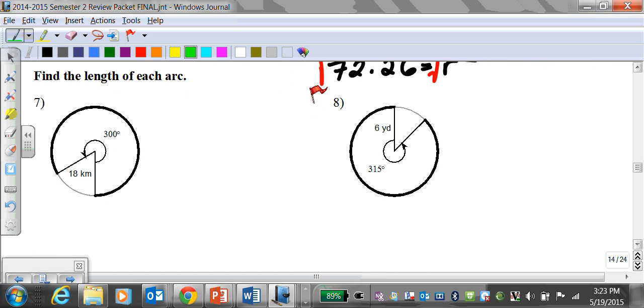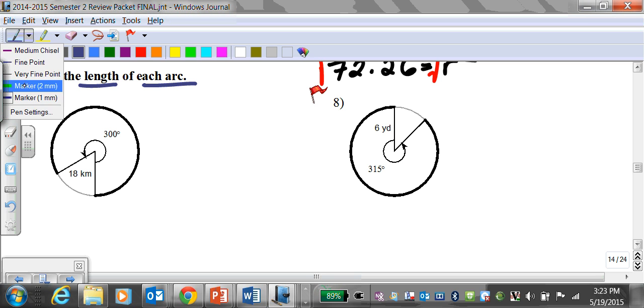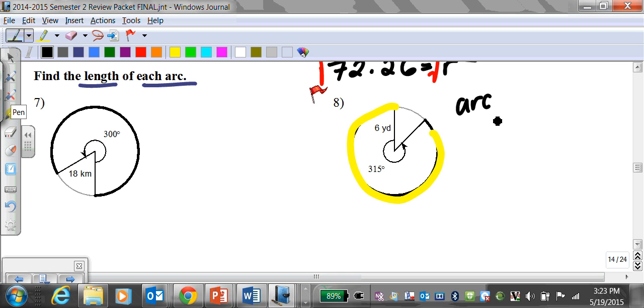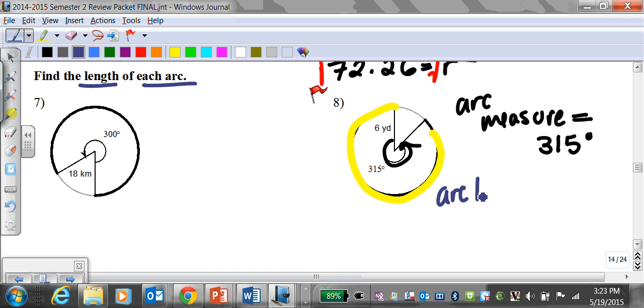Okay, number 7 and 8 says, find the length of the arc. Notice that word, it's length. It is not measure. So the length of the arc here is going all the way around. Now the arc's measure is really easy. Measure of a central angle to its arc the same. So the measure is 315 degrees. That is not the same as arc length. Arc length is simply a piece of the circumference.